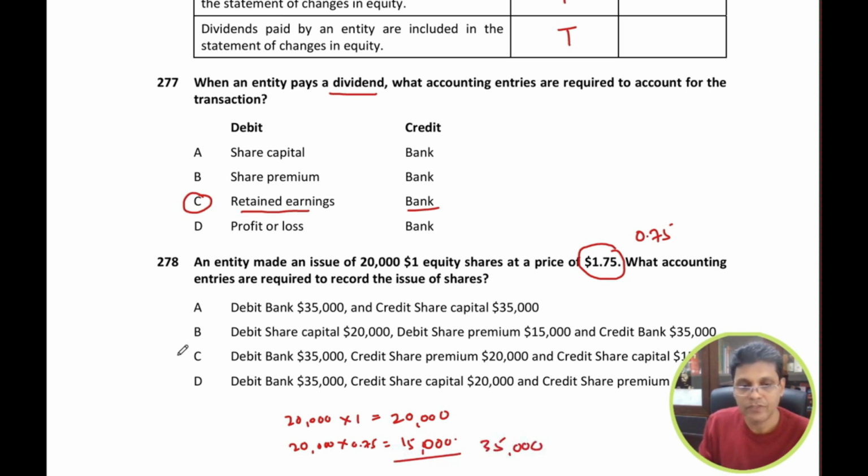to the bank. So therefore the correct entry will be debit bank, credit share capital, no. Debit share capital, no. Debit bank 35, credit share premium 20,000, no. Debit bank account 35,000, credit share capital 20,000, credit share premium account 15,000. This is the correct answer.